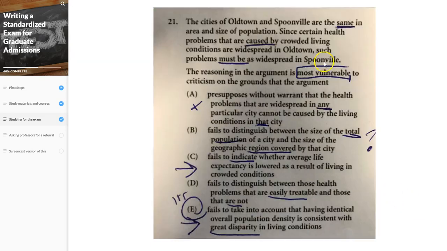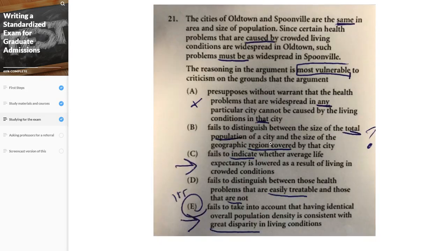Okay, so here's an example of POE, process of elimination, and working through a question. I'm going to model for you how to read through this question. Ideally, I would be making all these little marks in real time, but hopefully you get my drift. The first thing you do on a question like this is you read the stem. Some people call it the stimulus, whatever, the question stem right here. The reasoning in the argument is most vulnerable, so this is what I'm looking for.